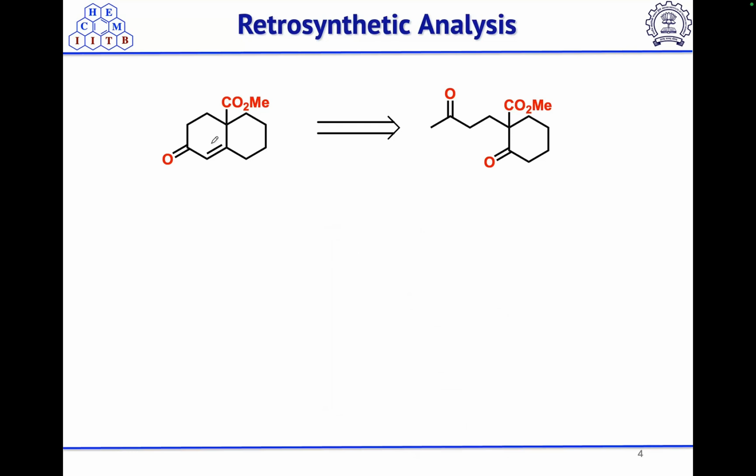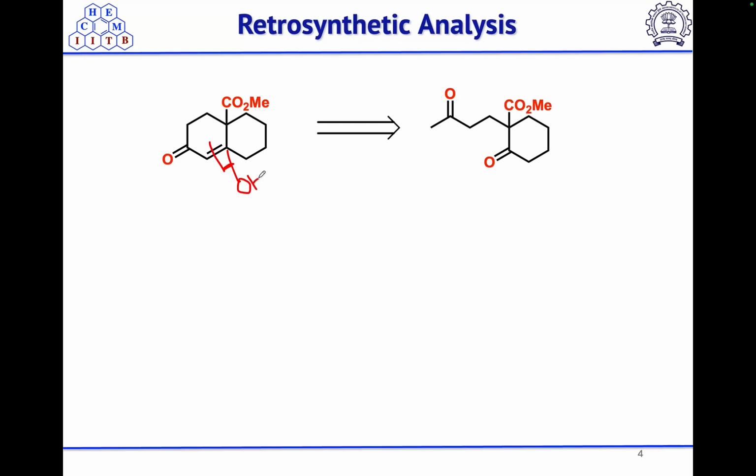First, the C-C disconnection approach. If we think about this, what will be the possibility? This is an alpha beta unsaturated carbonyl compound, right? So we can think about an aldol reaction followed by dehydration. If we think about the aldol reaction, then we can think about this beta hydroxy compound, and now we can think of this beta alcohol here.